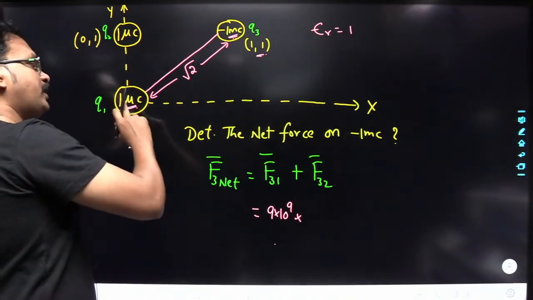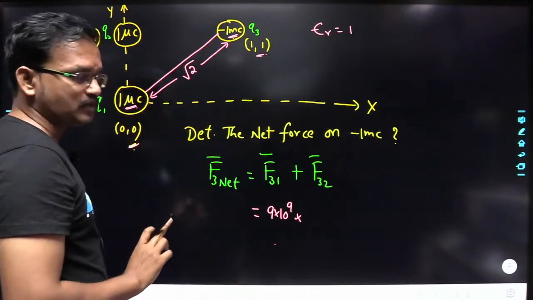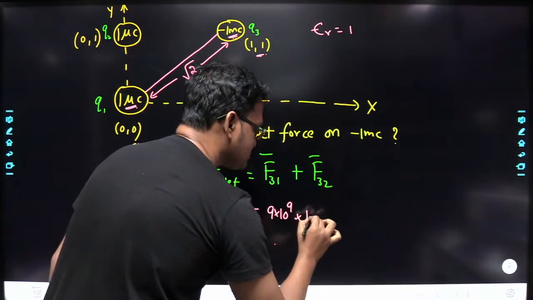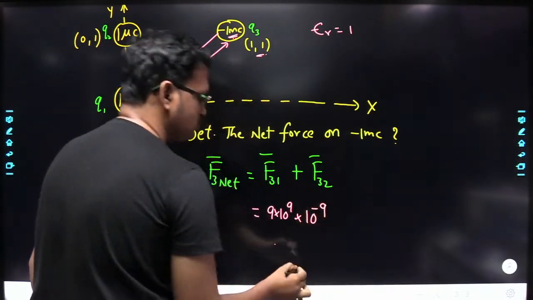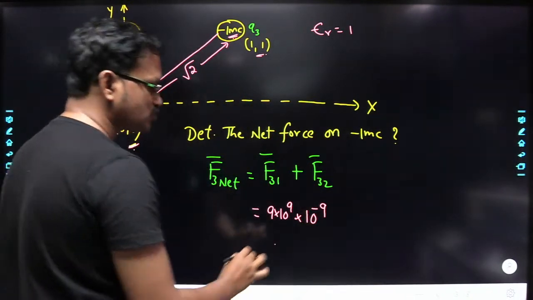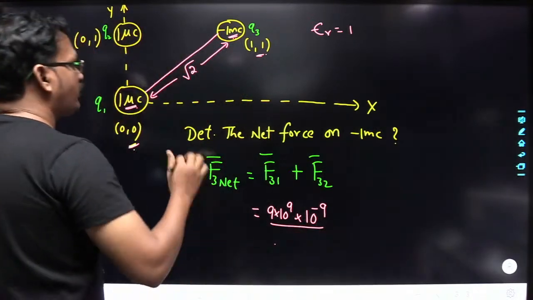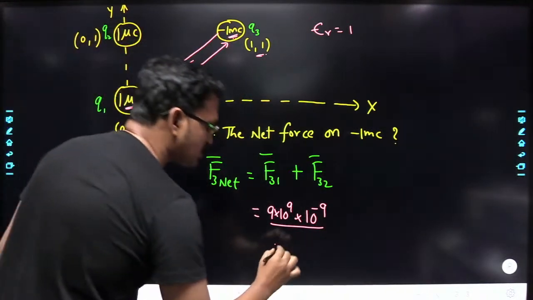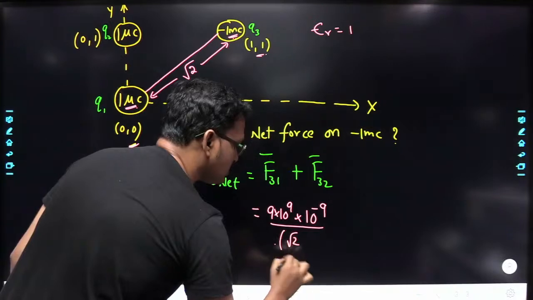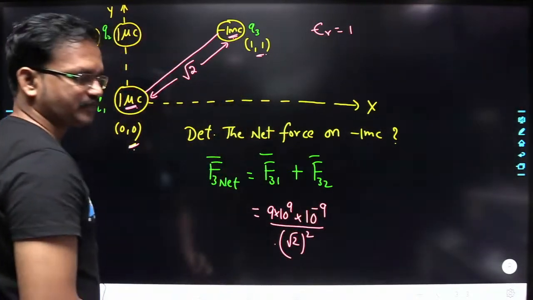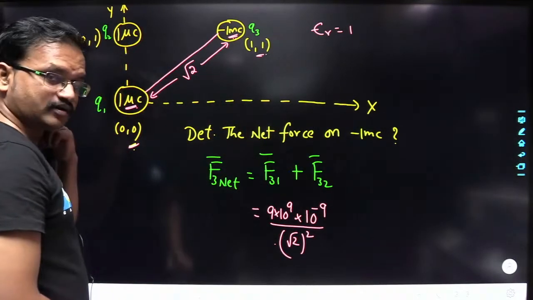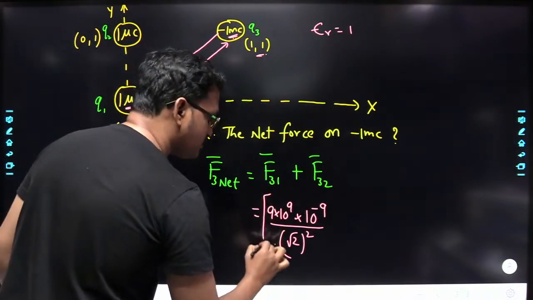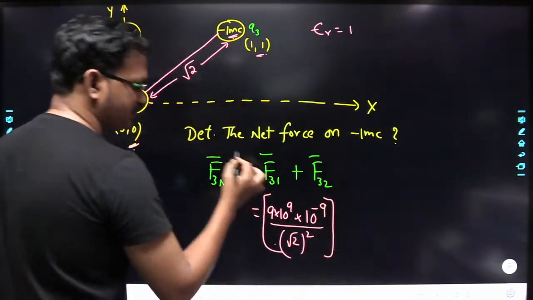So that means 1 microcoulomb into 1 millicoulomb, that is 10 power minus 9. So this is Q1 into Q3, divided by the square of the distance between these two. What is the square of the distance between these two? That is root 2 whole square. So this is the magnitude of F31.